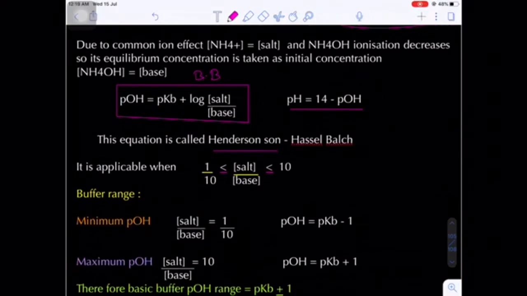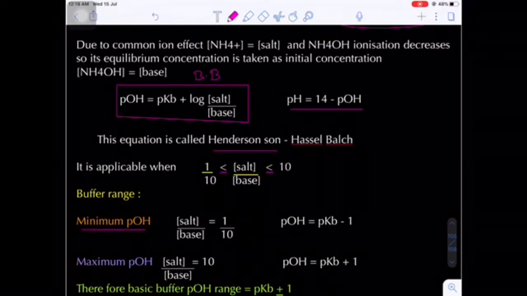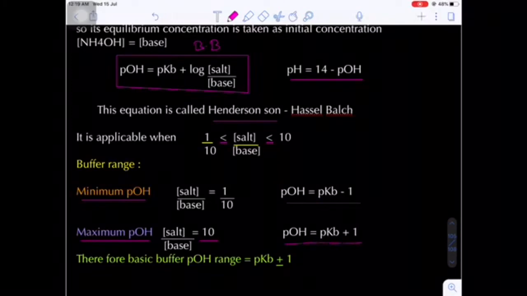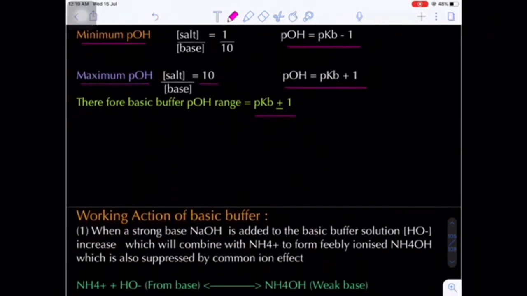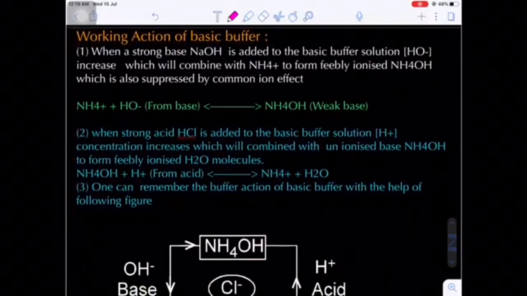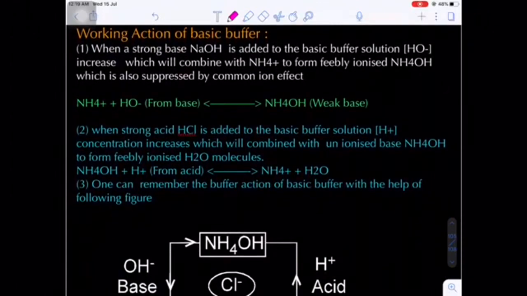This is also known as the Henderson-Hasselbalch equation. It is also applicable when the ratio of salt concentration to base concentration lies between 0.1 and 10. Here also there is a buffer range. For minimum pOH, the salt concentration to the base concentration should be 0.1. For maximum pOH, the salt concentration to the base concentration should be 10. So here minimum pOH is equal to pKb minus 1, and maximum pOH is equal to pKb plus 1. And what is the pOH range of a basic buffer? pKb plus or minus 1.